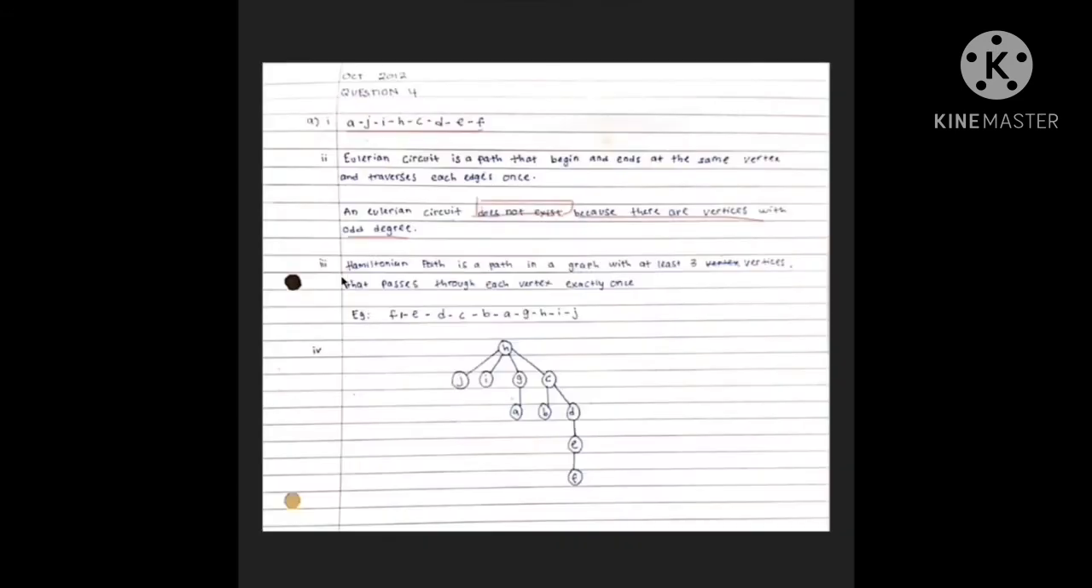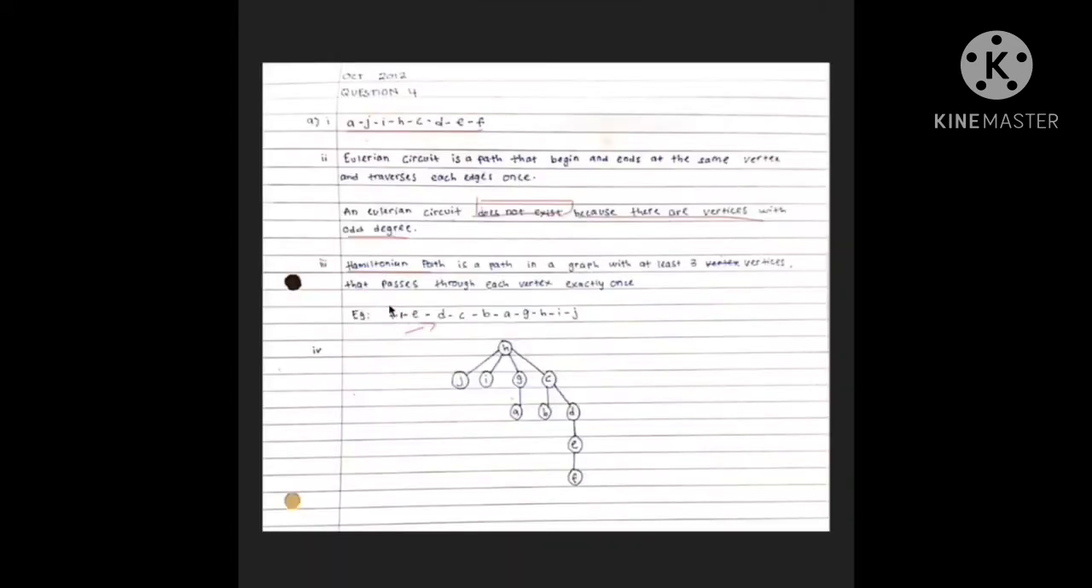Like we can see in our answer, we will write what a Hamiltonian path is and give one example, and this is the example. As we can see, the start is F and the end of the example is J.